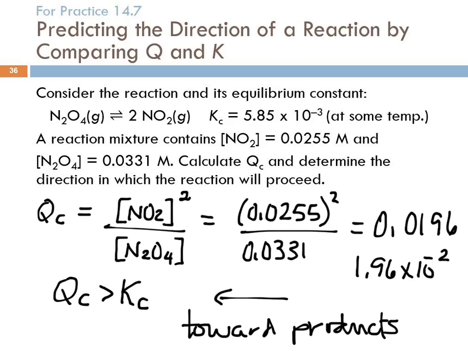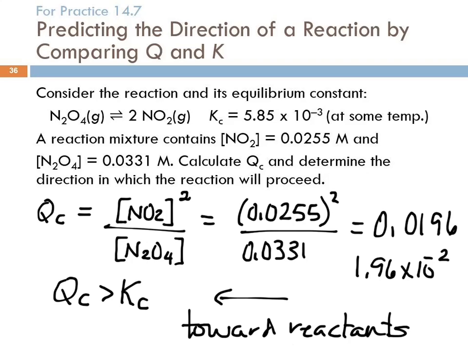Yes? I think I have my left and right confused. Wait. Towards the left, towards the reactant? No, I have my mouth confused. Thank you. Sorry, towards the reactants. Yes? It's confusing enough without me doing that to you. Did I mess up anything else? No? Okay. Well, that's pretty good. Only one screw up per slide.